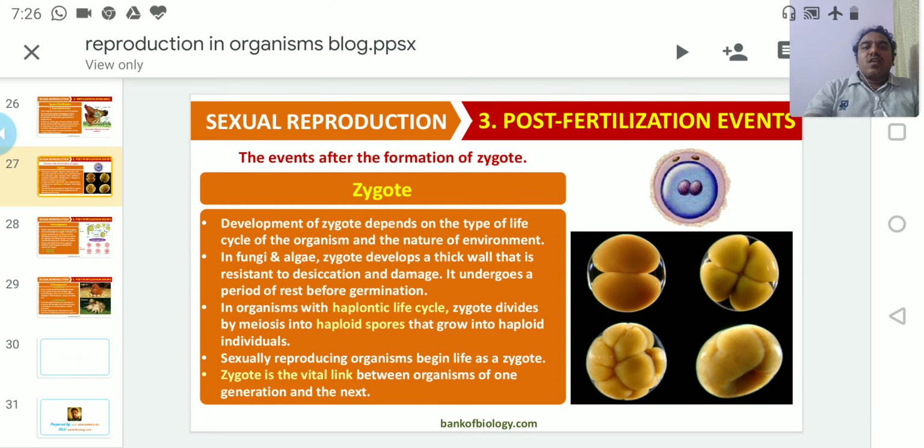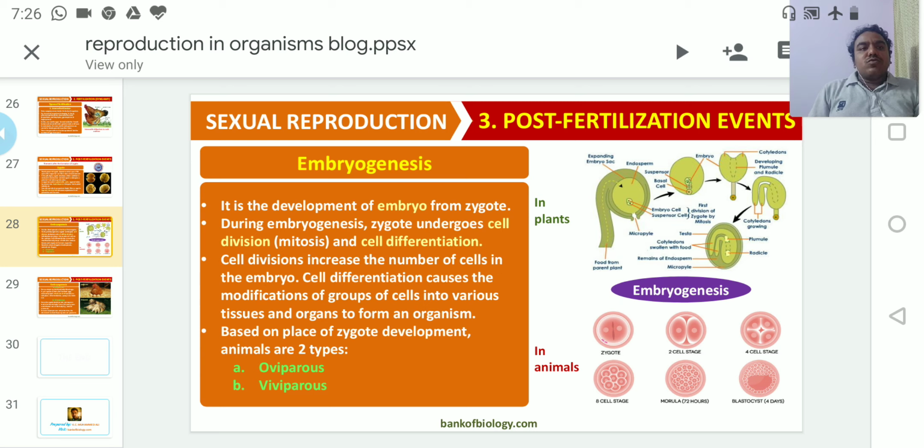Now you can see another important post-fertilization event, embryogenesis. It is the development of the embryo from the zygote. You can also call it the phenomenon of formation of the embryo. During embryogenesis, the zygote undergoes cell division and cell differentiation. Cell division increases the number of cells in the embryo, and cell differentiation is the modification of groups of cells into various tissues and organs to form an organism.